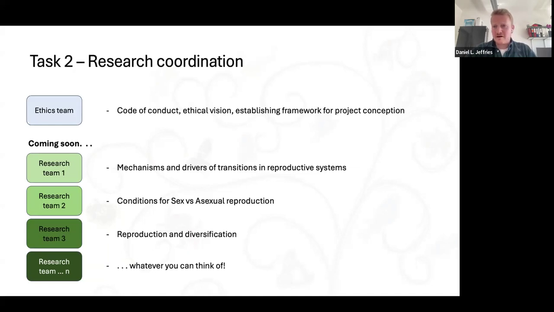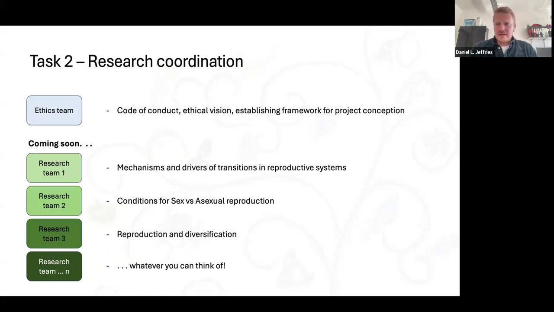The one stipulation is that they are focused and clear in their goals from the start. And the hope would be that each of these ends up producing something tangible, like a paper, for example. And so I've just added some potential ideas for what these research teams might be. Of course, this is not set in stone yet, just to give you a bit of an idea of what we had in mind.